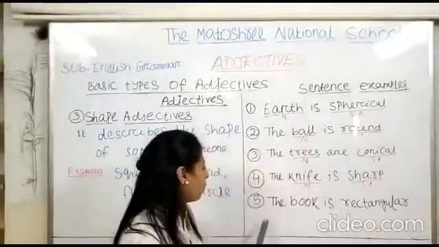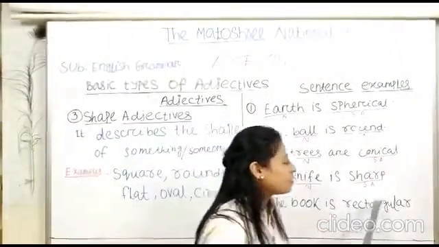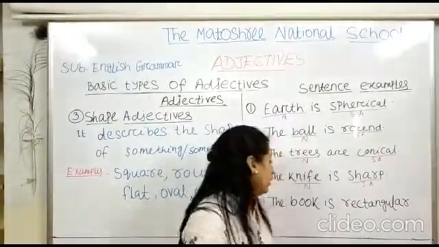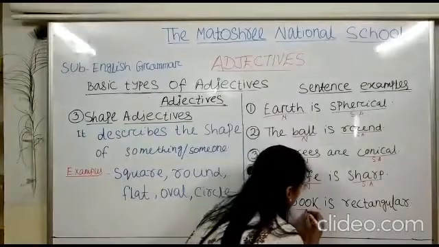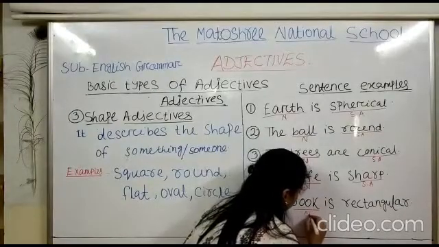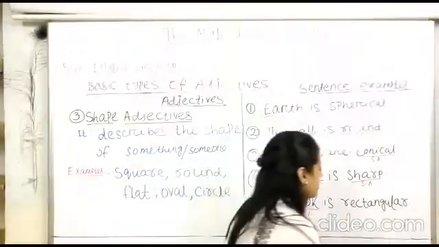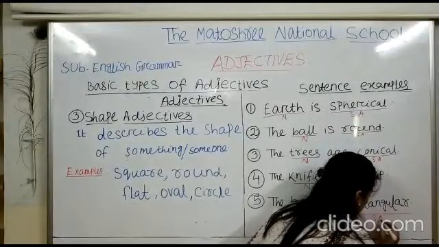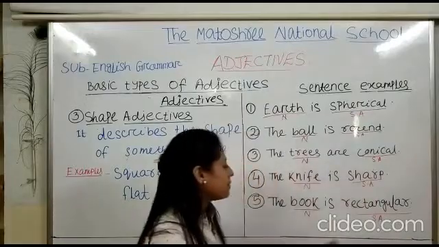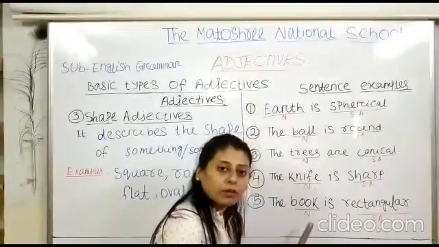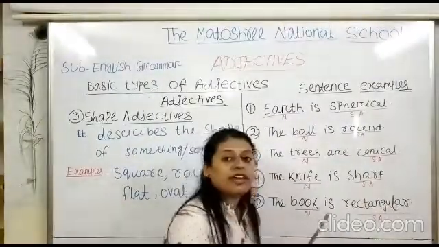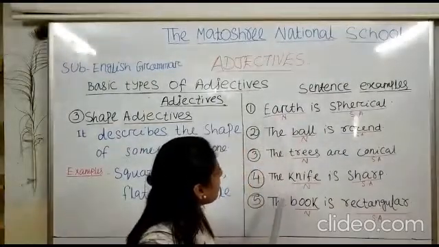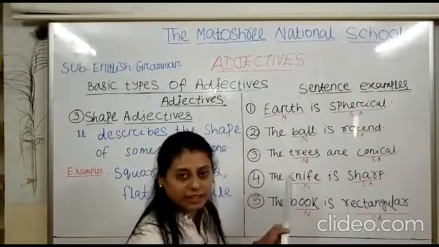Okay. Now, 5. The book is rectangular. Here, the book is a noun and rectangular is a shape adjective, where it describes the shape of the book. How is it? It is a rectangular book. So these are some examples of shape adjectives.